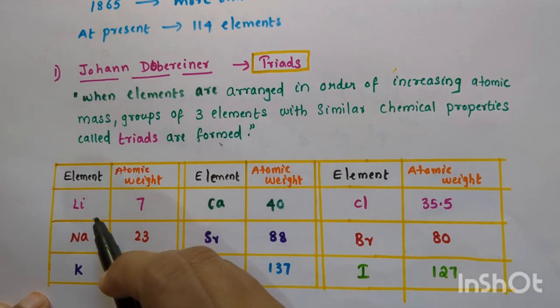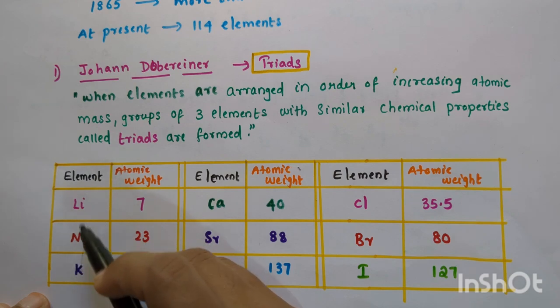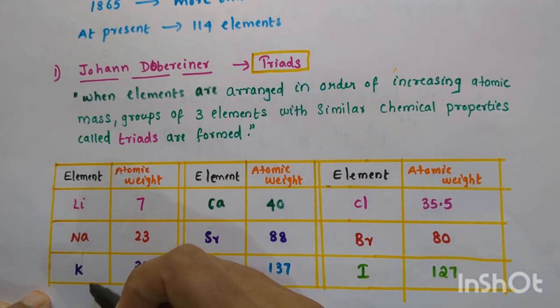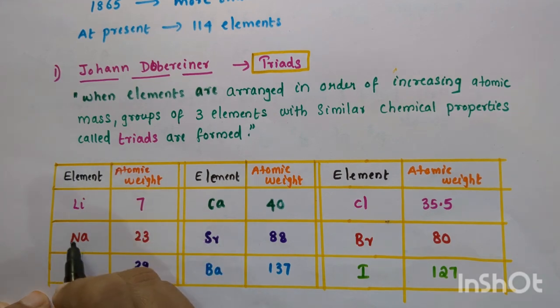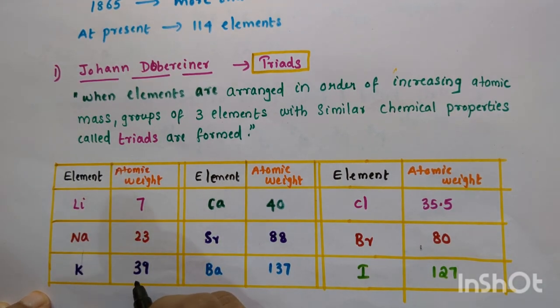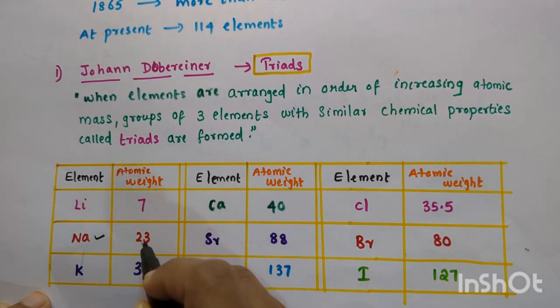For example, consider the triad of these three elements: lithium, sodium and potassium. The atomic weight of lithium is 7 units, the atomic weight of sodium is 23 units, and the atomic weight of potassium is 39 units. So the middle element is sodium, and its atomic weight is 23 units.